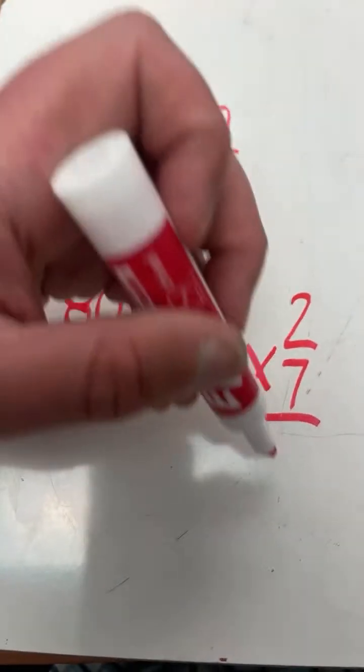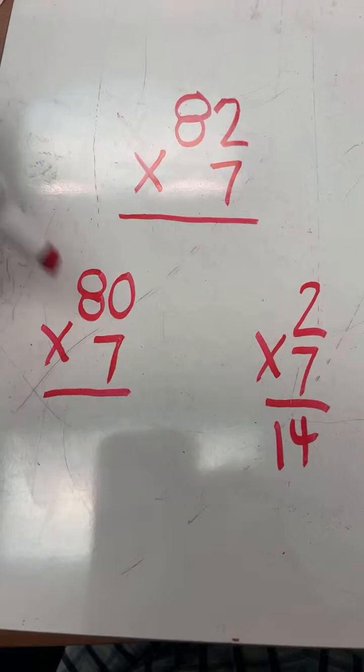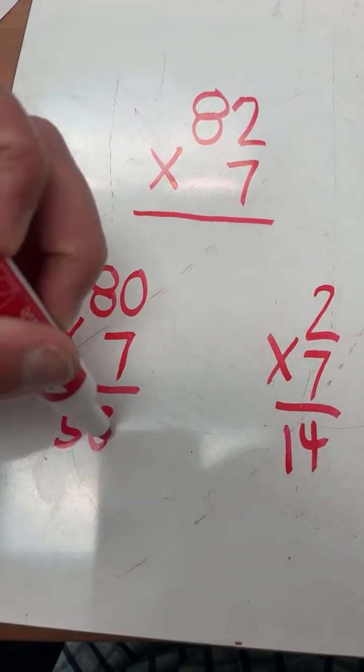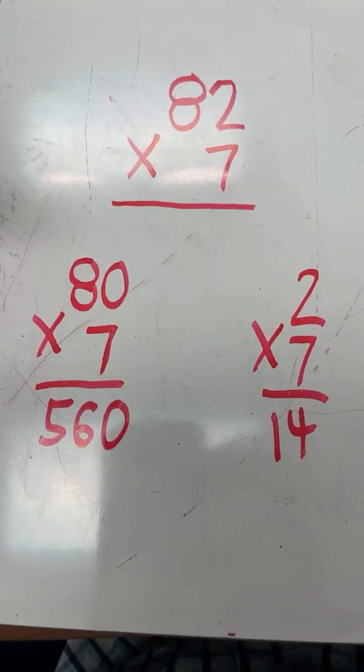So 2 times 7 equals 14. Now 80 times 7, 8 times 7 equals 56. We have to add a 0 to our answer. We add a 0 to 56, we get 560.